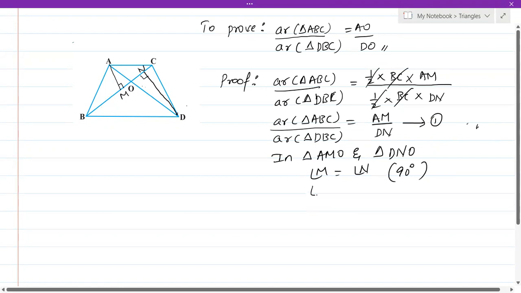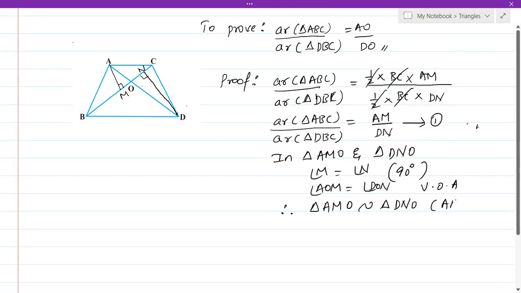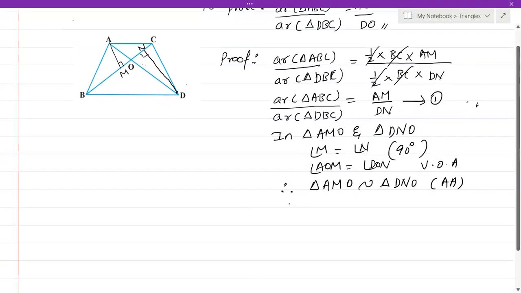And angle AOM is equal to angle DON, because they are vertically opposite angles. Therefore, the two triangles are similar. Triangle AMO is similar to triangle DNO using AA criteria. If two triangles are similar, we can say that the corresponding sides are in proportion.